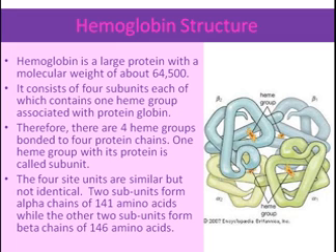And 2 subunits form the alpha chains of 141 amino acids, while the other 2 are the beta chains of 146 amino acids. So this is the most important part: hemoglobin consists of 4 subunits, out of which 2 subunits are of the alpha chain containing 141 amino acids, and the other 2 are beta chains containing 146 amino acids.